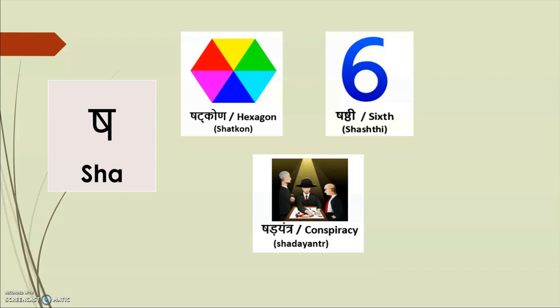So in the first picture, we can see a hexagon. Hexagon in Hindi is called Shatkon. It is called Shatkon. In the next picture, we can see sixth. Sixth in Hindi is called Shashti. It is called Shashti. And in the third picture, we can see conspiracy. Conspiracy in Hindi is called Shadyantra. It is called Shadyantra. So all these three objects begin with this letter Sh.